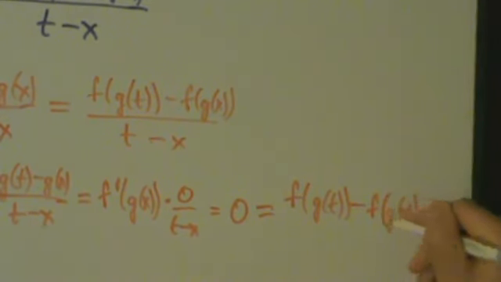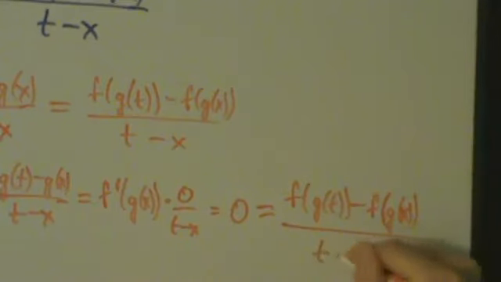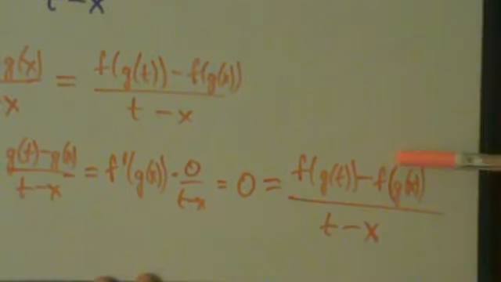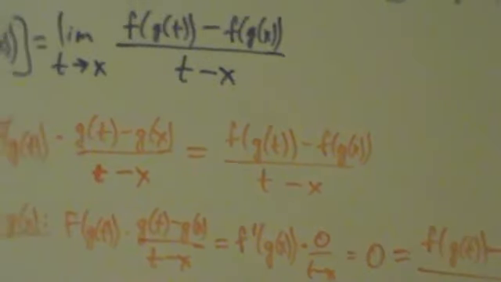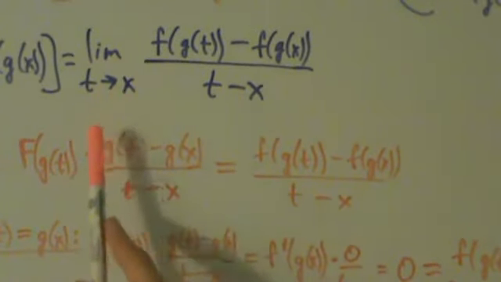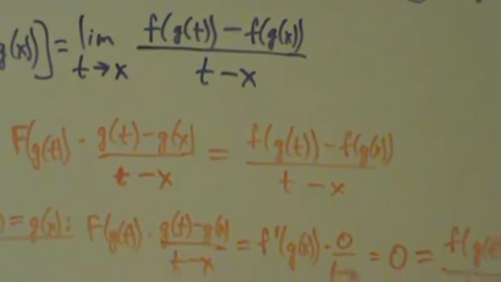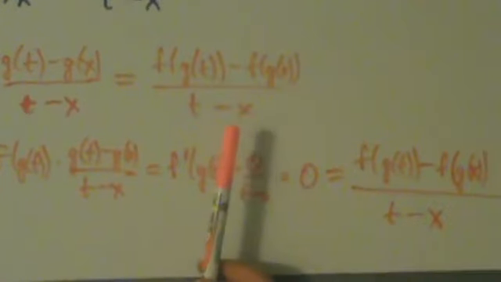And now if we divide this all by t minus x, we still have the same thing, because this is just 0 divided by some number, which gives us 0. We know t minus x is not 0 because we're taking a limit as t approaches x, so that means t is always different from x. t never equals x. So t minus x itself is not 0, and that's good.